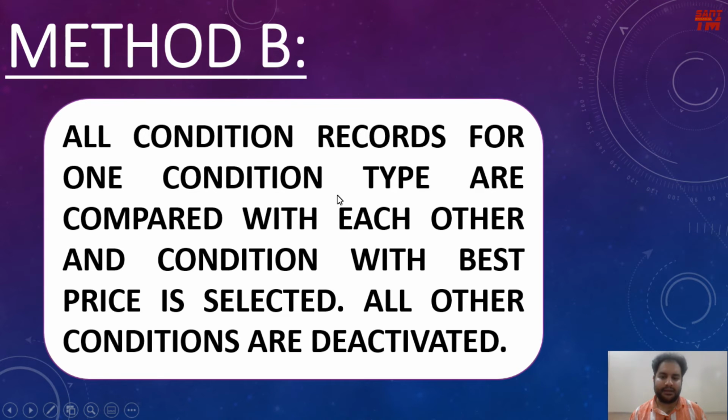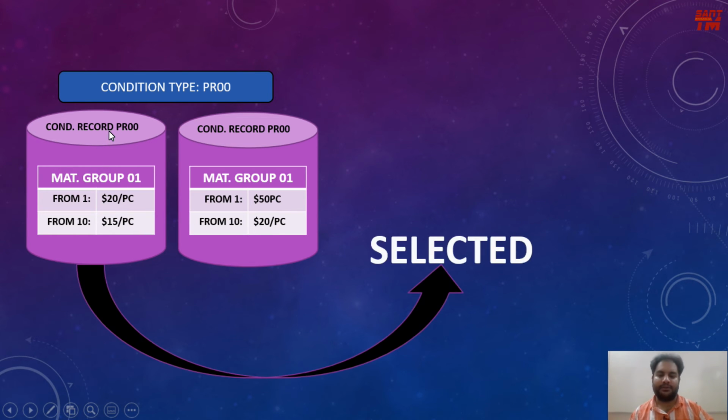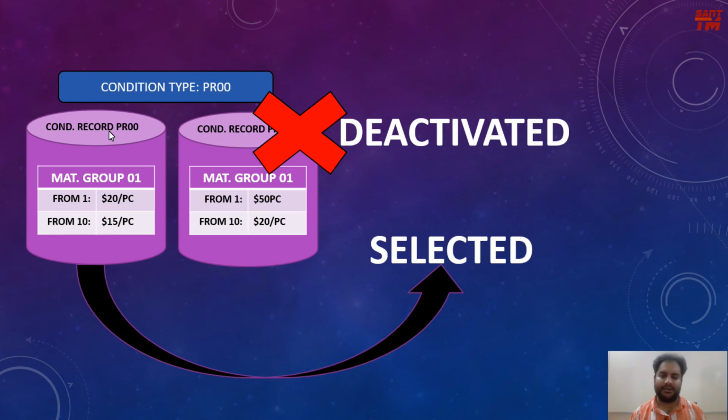All condition records for one condition type are compared with each other and the condition record which is offering the best price is selected. Obviously you can see here this condition record is better as it is giving the item at a lower price. From 1 to 9 it is giving at $20 per piece, whereas the other is giving at $50 per piece, and from 10 and above it is giving at $15 per piece, whereas the other is giving at $20 per piece. So obviously this one is better. So this one is selected and this one is deactivated. This is how a condition type having multiple condition records would be chosen in the SAP system.